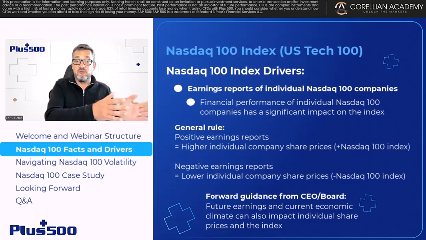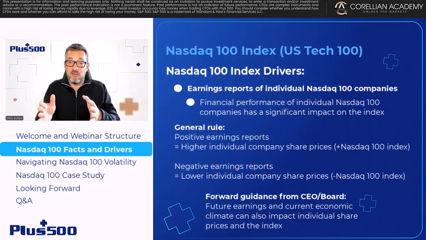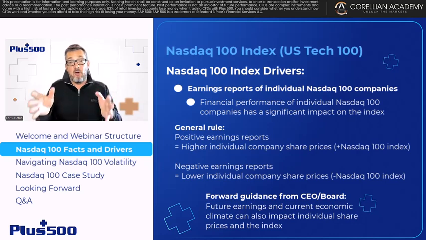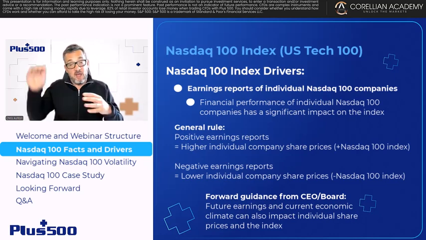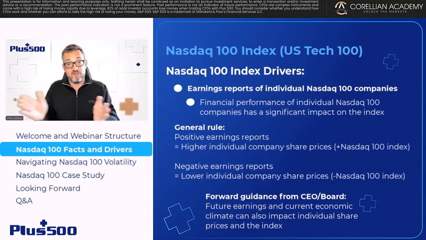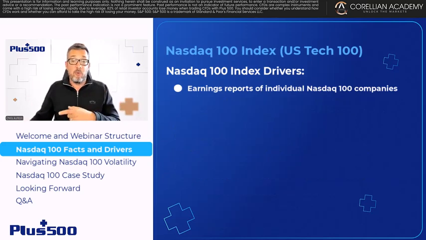Forward guidance on future company earnings and the economic climate these companies are operating in, provided by company CEOs and top-level management during earnings calls, can also influence investor expectations and consequently those share prices and the price of the index. Now, earnings reporting season happens every 3 months, or a quarter.